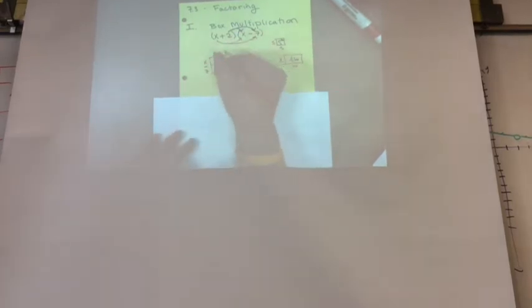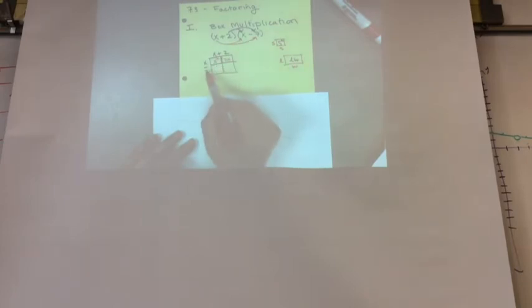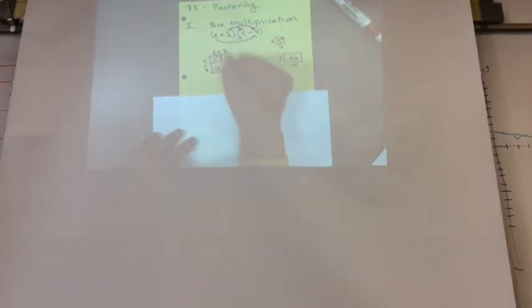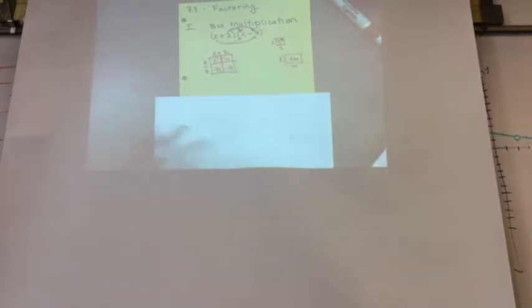So x times x is x squared. This has a length of x right here, so 2x is this box. This box down here has this side of length x, this side is negative 7, so this is negative 7x. And then this box over here is negative 7 in this dimension and 2 in this dimension, so this is negative 14.